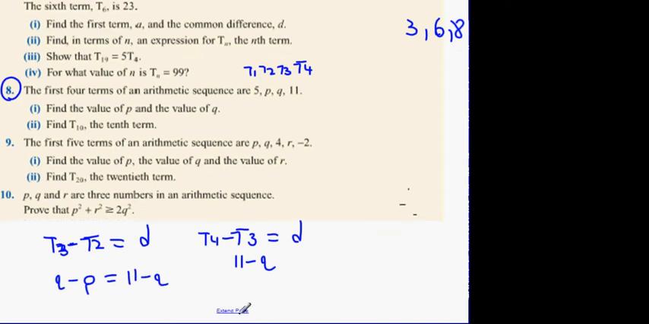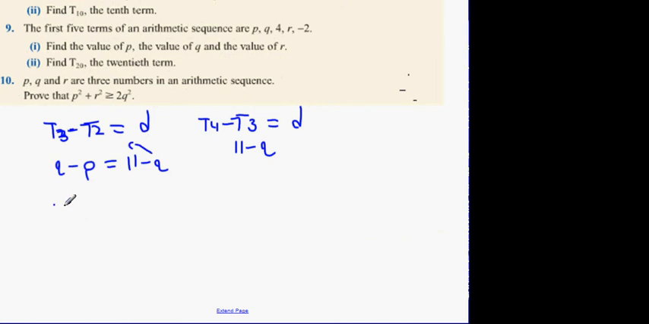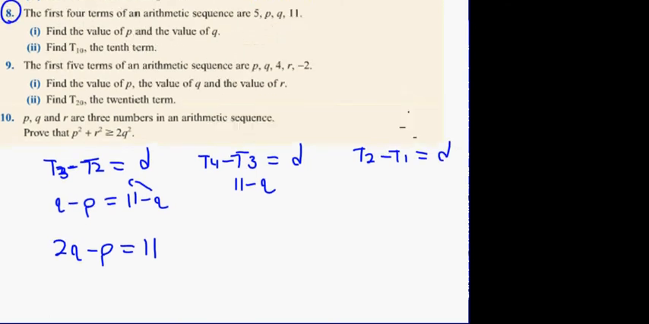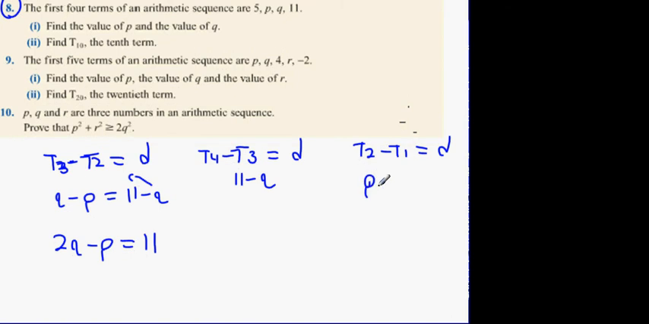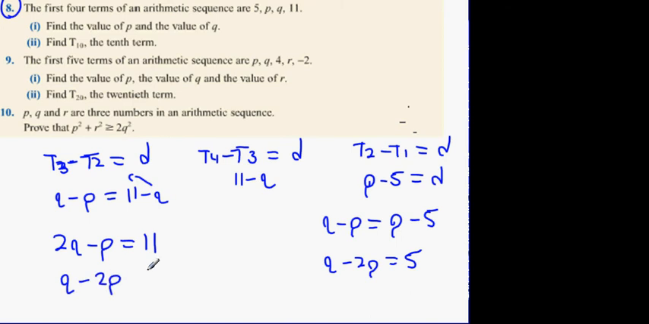And then what we can get here is we can cross multiply the two and we get 2q minus p equals 11. So I've got one simultaneous equation there already. Now I have to do T2 minus T1, which also equals D. And T2 minus T1 is going to be p minus 5 equals D. And that means that q minus p, which is T3 minus T2, equals p minus 5. Then what we're going to get is q minus 2p equals 5. So we have a simultaneous equation there.